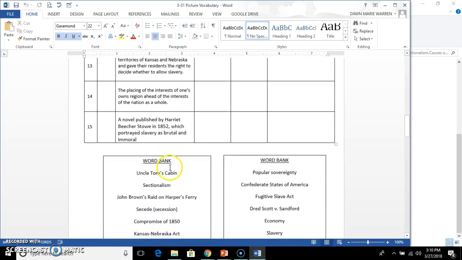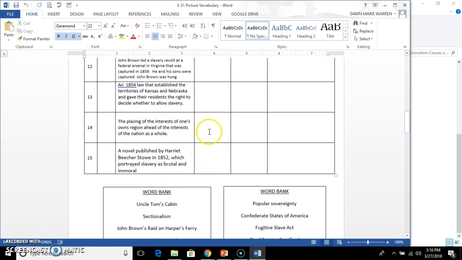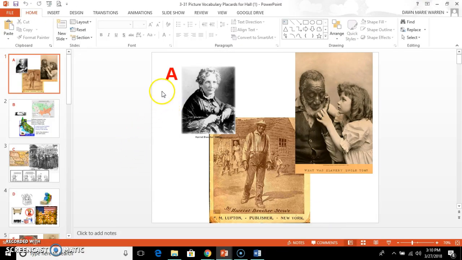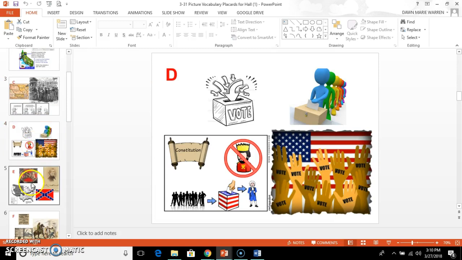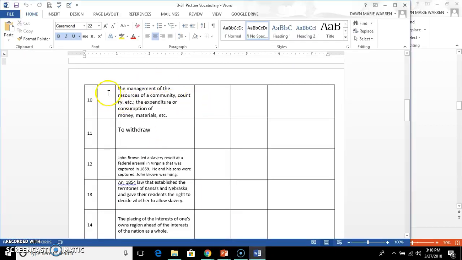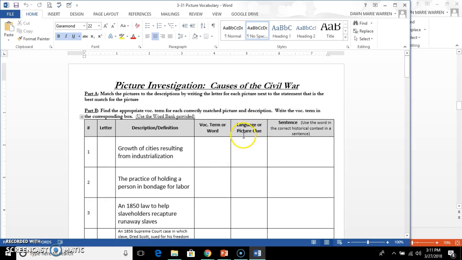On the back side, there is a word bank, and these word banks will tell you the words that are used with this lesson. You match up the words. The pictures are on the PowerPoint, which will also be attached to Google Classroom. And you will fill in the correct letter of the words next to the correct definition that it matches. You will then write a short sentence using that word in historical context. If you get a paper from me, I did eliminate the language or picture clue, so you can eliminate that as well. Anyway, that's pretty much it.